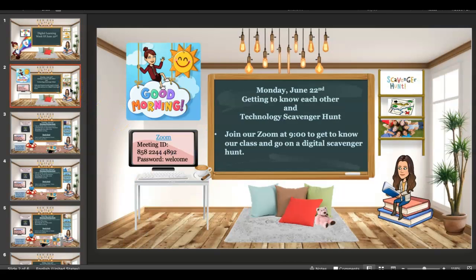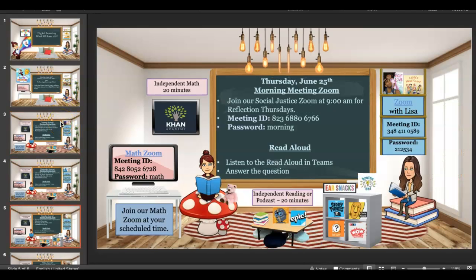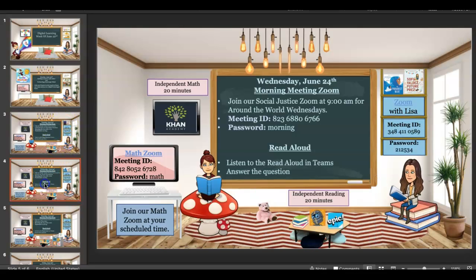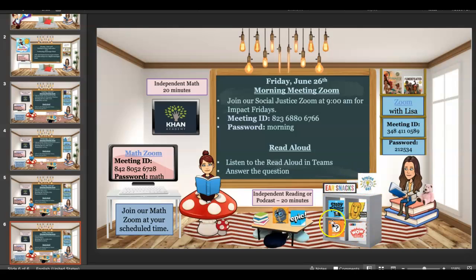If you look at Tuesday next week, Monday through Friday should look very similar. The only difference is that on Monday, Tuesday, and Wednesday, you will only have Epic and Raz Kids for reading. But on Thursday and Friday, you'll see over here, these are podcasts that your student can listen to during independent reading if they would rather listen to a podcast than read on Epic or Raz Kids.